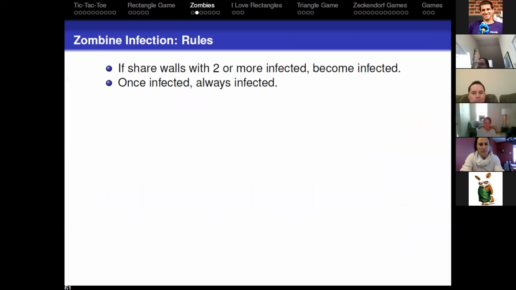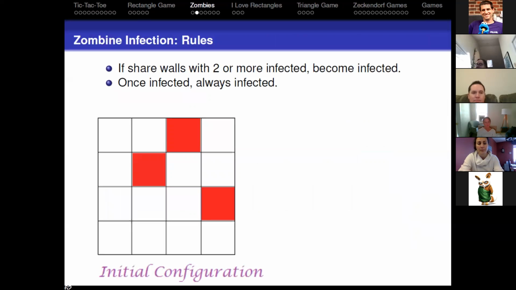So here are the rules. And again, I do apologize if this is too close to home. If you share walls with 2 or more infected people, you become infected. Once you are infected, you are always infected. So imagine over here we have this initial configuration. The red cells are infected. Are any cells infected in the next level? Are any cells adjacent to 2 infected cells?